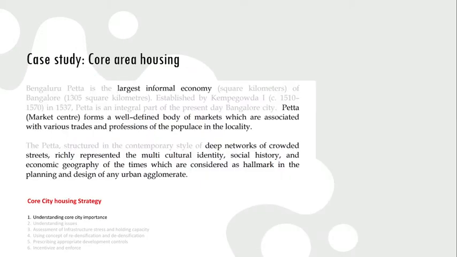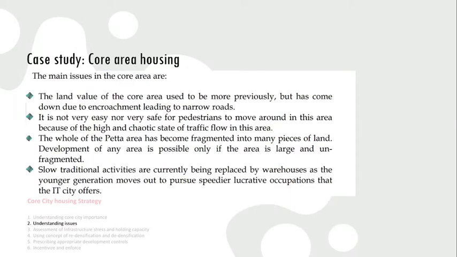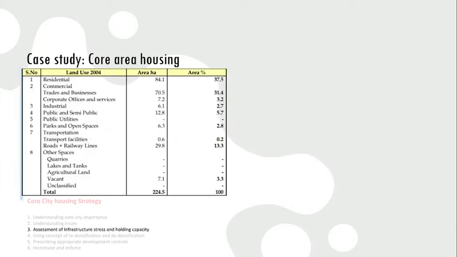So if you look at it, the first step is to understand our core city importance. Then we understood the issues. Then the assessment of existing infrastructure stress and holding capacity. So they prepared the land use split for that particular time. Residential consists of 84 hectares of the total 224 hectares, which is 37.5% of the area. Commercial follows residential very closely with 31.4%, followed by industrial, semi-public, public and other land uses. So the split is predominantly residential and commercial.